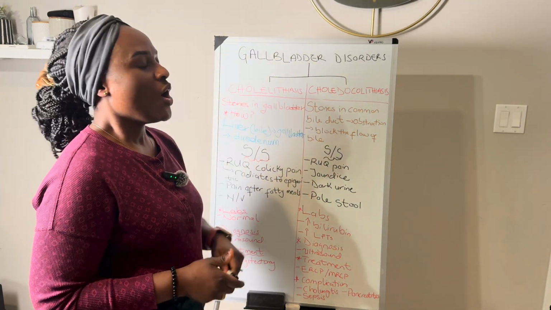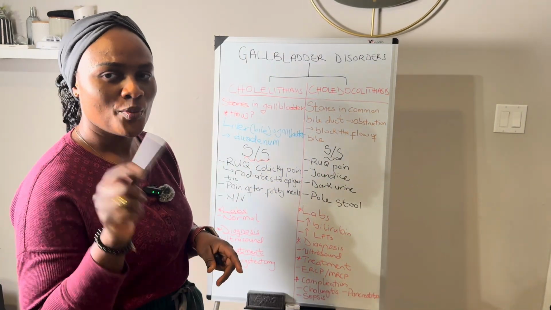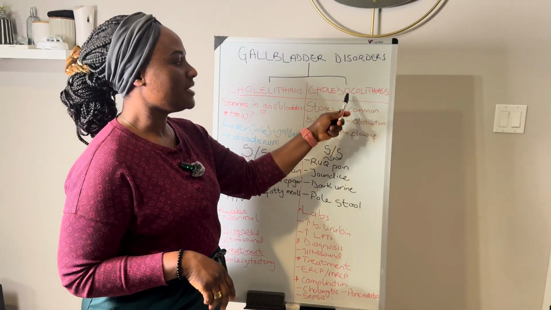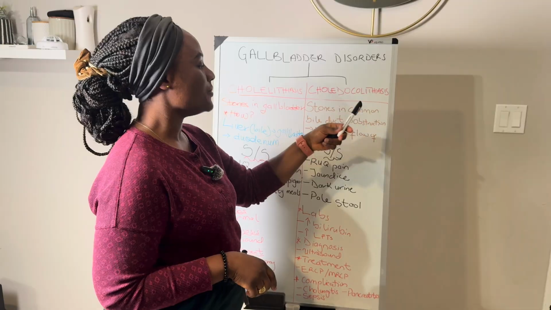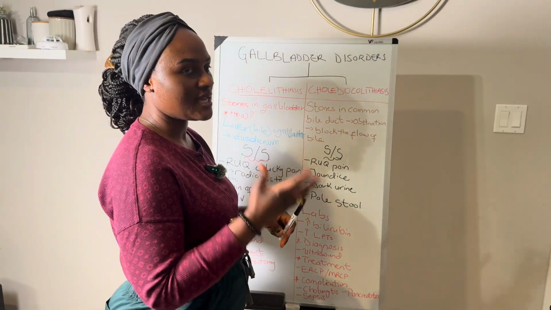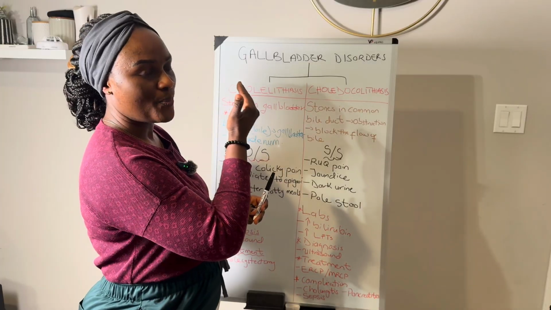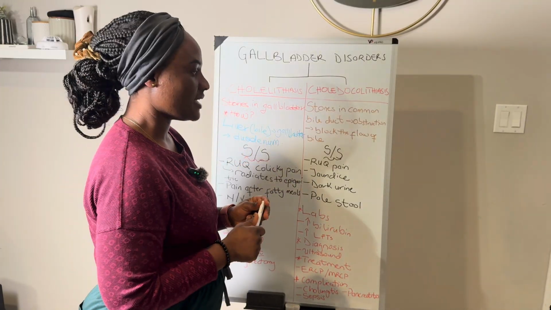Now let's go to choledocholithiasis. That's a long word, but that's okay. We're going to break it down. So choledocholithiasis basically is stones formed in your common bile duct. Okay, so your common bile duct basically transports your bile from your gallbladder into your duodenum or your small intestine.